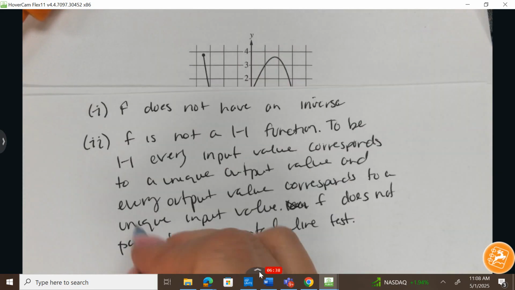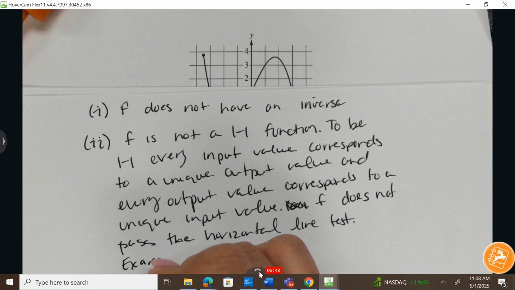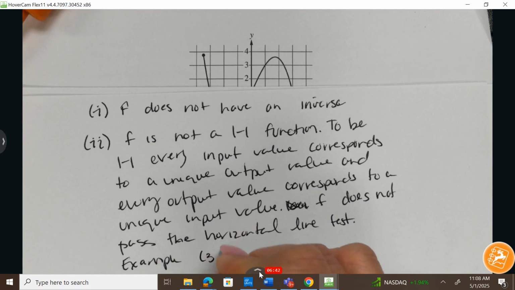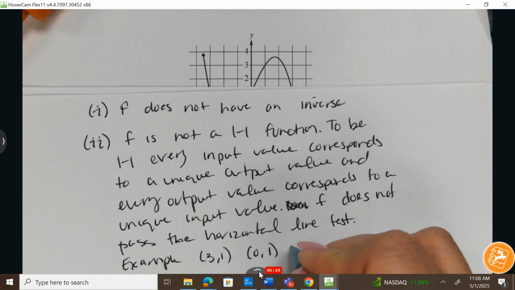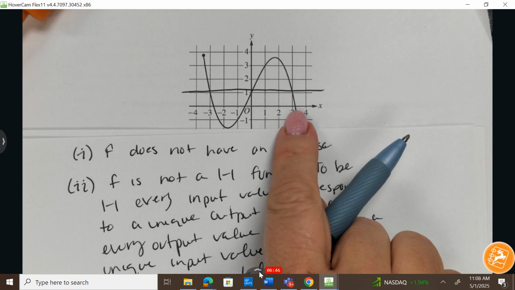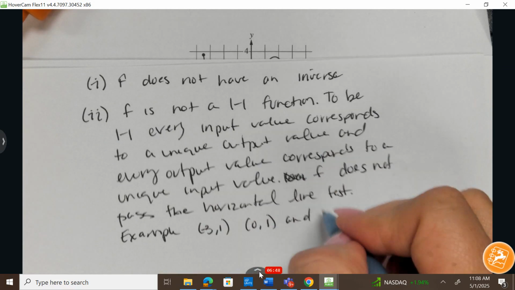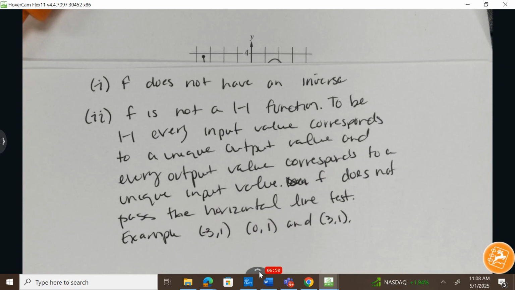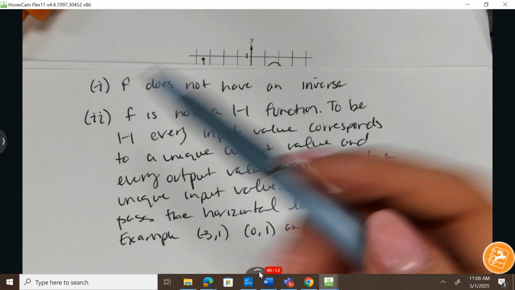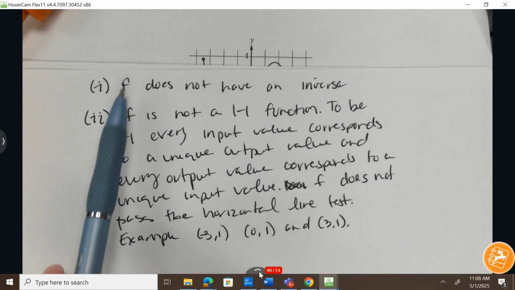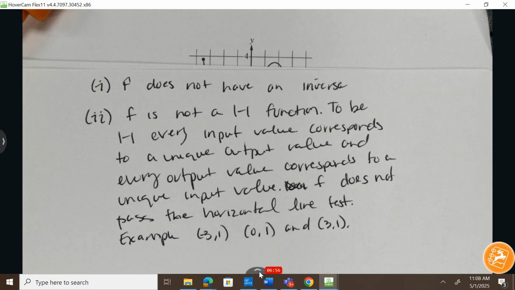So 3 goes to 1. Here's an example. 3 corresponds to 1, 0 corresponds to 1, negative 3 corresponds to 1, and positive 3 corresponds to 1. So I think in this case I've been able to fully share why we know that f does not have an inverse function.